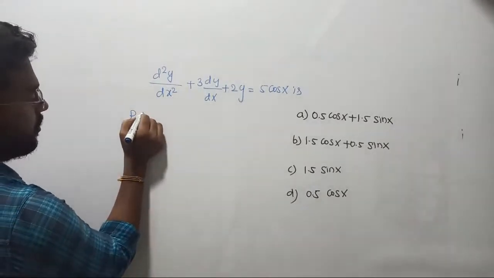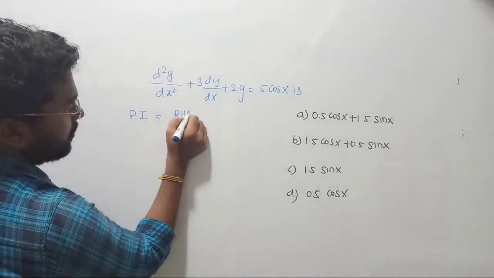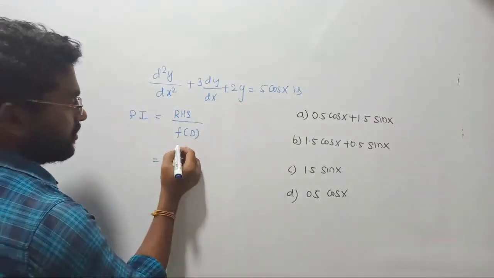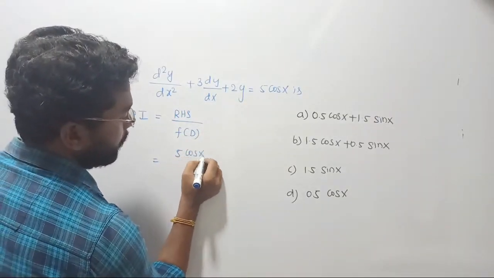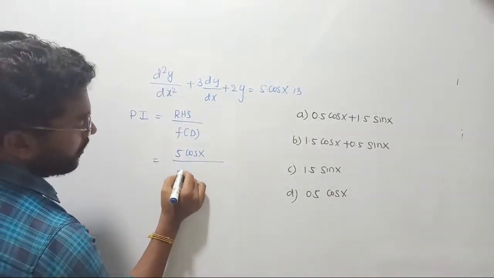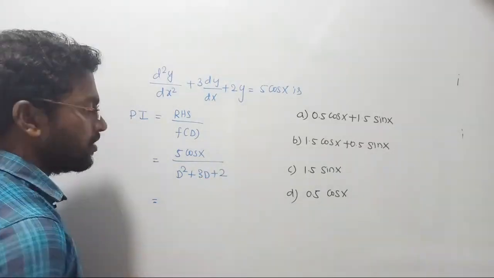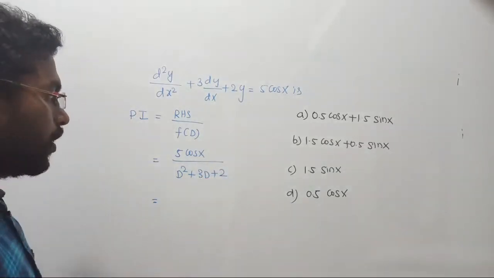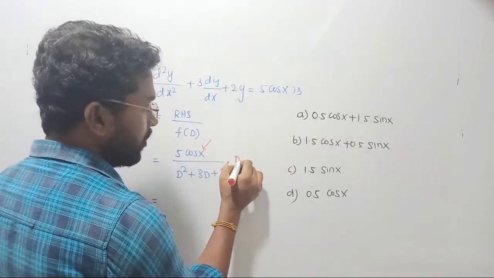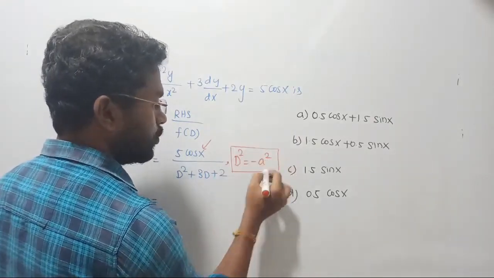Anyway, particular integration. In order to obtain the particular integration, we should consider RHS upon f of d. That is the first step. RHS is given as 5 into cos x. In the denominator, f of d is the characteristic equation of the system, that is d square plus 3 times d plus 2. Now we all know, whenever we have cos x or sin x in the numerator, d square will become minus a square. Exactly, that is true, right?